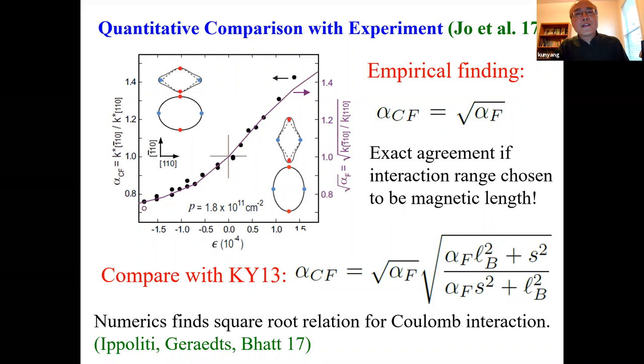Anyway, I don't want to emphasize the quantitative agreement too much, but I think it's fair to say that at least in the static limit, we have a good both qualitative and semi-quantitative understanding of the existence of this geometrical aspect of fractional quantum Hall physics, which is directly revealed by the shape of the composite fermion Fermi surface.